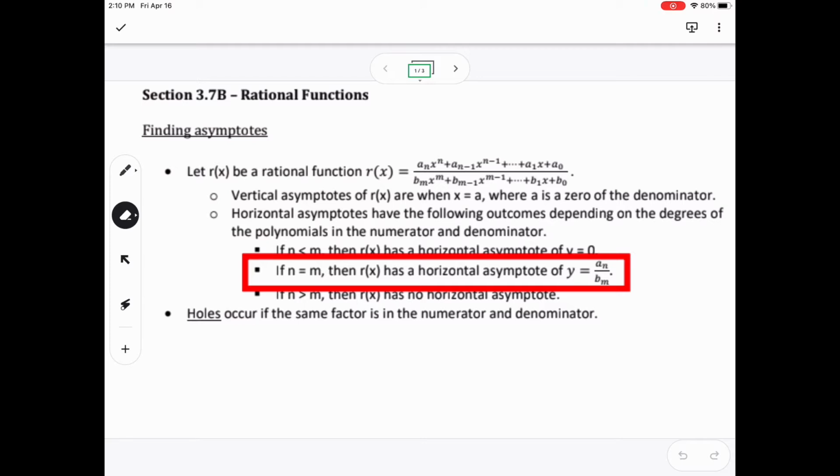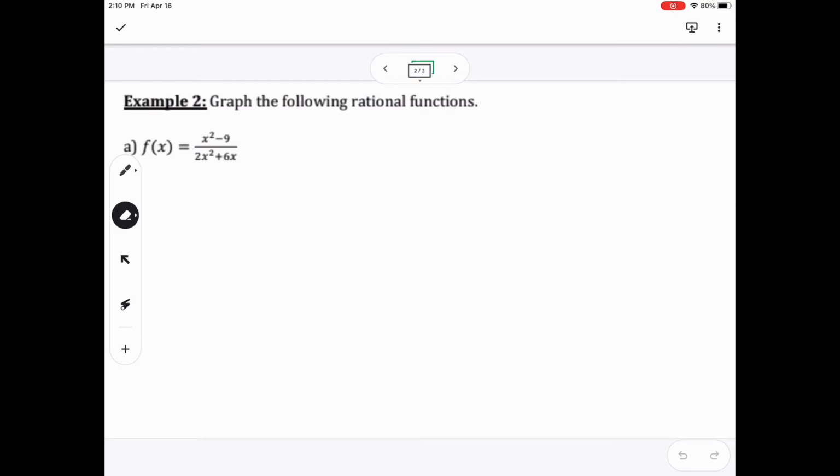So when that happens, that means our horizontal asymptote is going to start moving. It's actually going to be the leading coefficient of the numerator divided by the leading coefficient of the denominator, and that ratio is going to get you your horizontal asymptote. Okay? And then also for the first example, we're going to have an example of when we have a hole. So I'll show you that here.